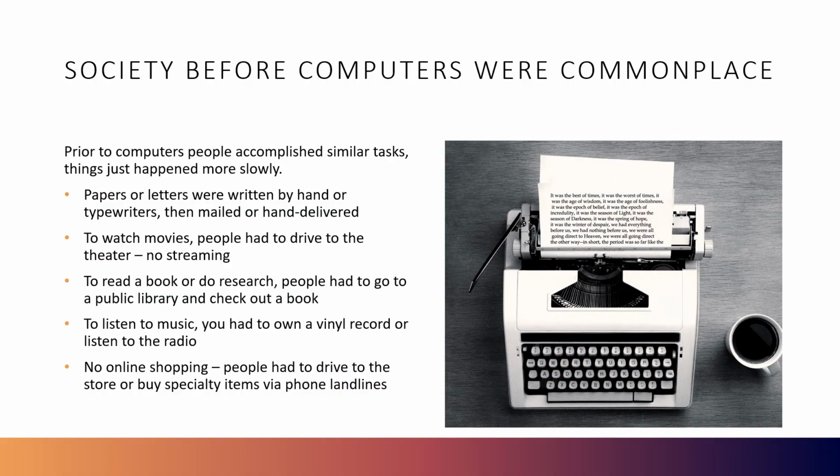With computers being commonplace, it's hard to imagine what life was like before. Society accomplished many of the same tasks before computers, but things just happened more slowly. For example, if you wanted to write papers or letters, you had to use a typewriter or write them by hand. When people wanted to watch a movie, they couldn't stream them from their home, they had to go to movie theaters. If you wanted to read a book, you had to go to the public library and borrow one. If you wanted to listen to a song, you had to turn on the radio or listen to a vinyl record. There was no streaming. People couldn't shop online or have many items delivered to their home. They had to write a check or drive to a store. And to socialize, people had to meet in person. There weren't online video games, chat rooms, or social media.